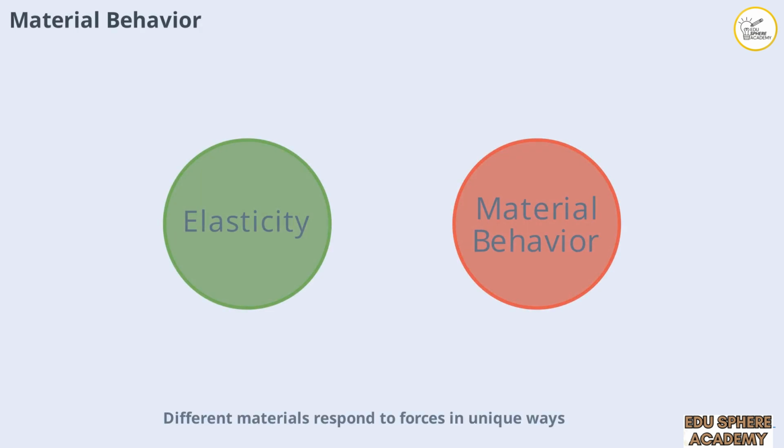Different materials respond to forces in unique ways. Some are elastic and return to their original shape, while others deform permanently. Understanding these behaviors helps in selecting the right material for each application. Elasticity, stiffness, and strength are key properties that determine how materials will perform under stress.